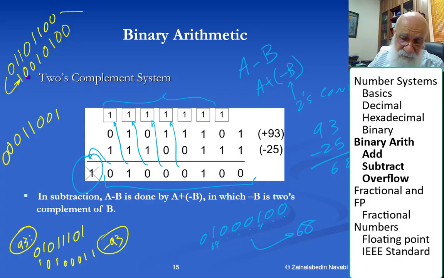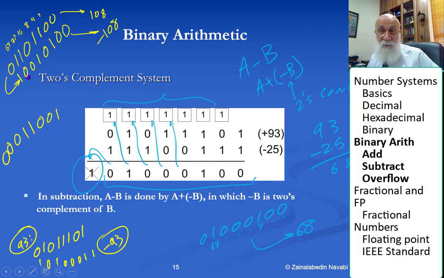What is this? I'm sorry, the weights are 1, 2, 4, 8, 16, 32, 64. That's 96, 100, that's 108. And therefore this is minus 108 in the 2's complement system.